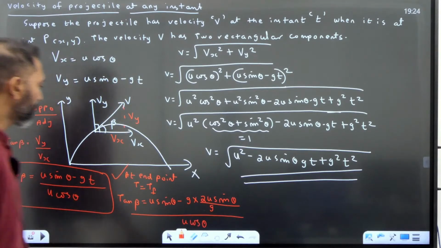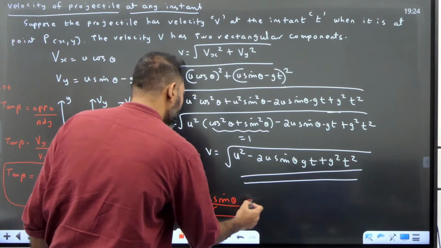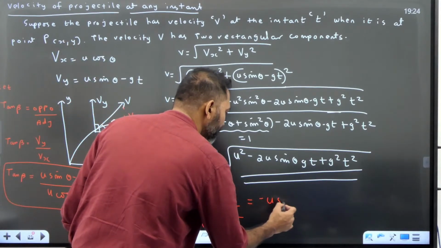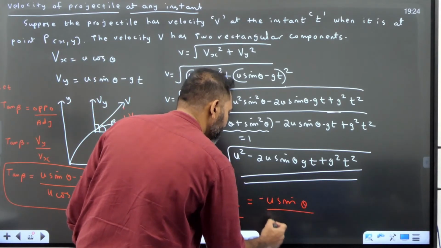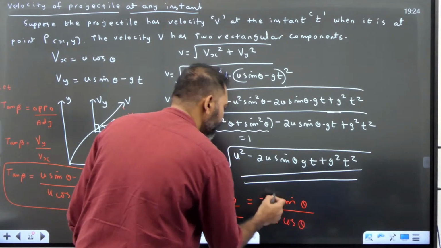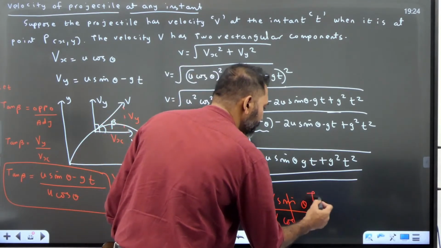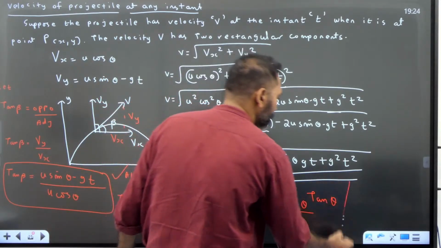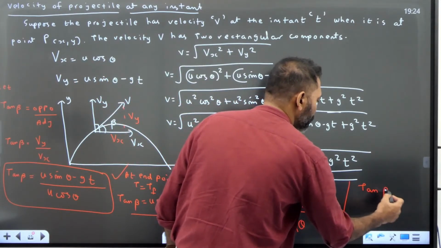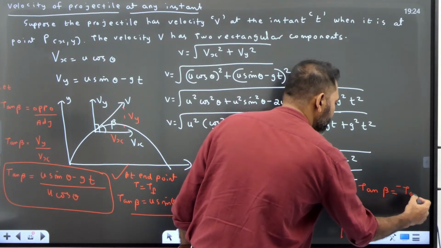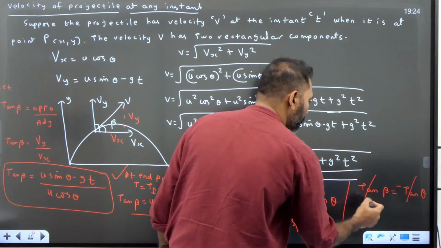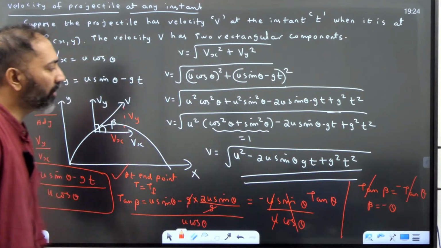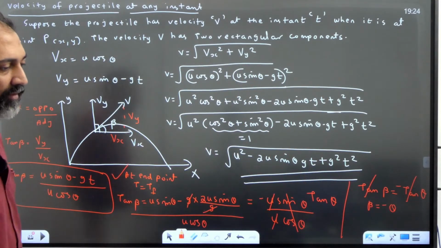Isn't it? So g gone. What is u sin theta minus 2u sin theta? It is minus u sin theta divided by u cos theta. So what happens? U gone. Sin theta by cos theta is what? Tan theta. So I got the equation tan beta is equal to minus tan theta. Tan gone, beta equal to minus theta. Which means what?